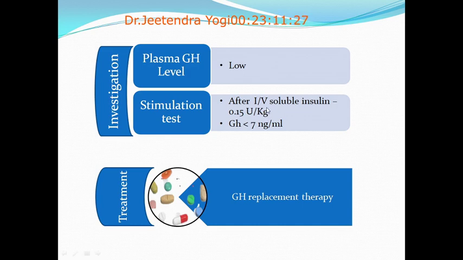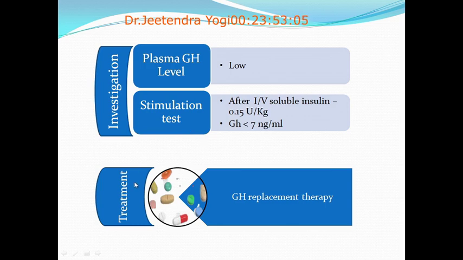In normal individuals, giving insulin creates hypoglycemia and causes excess secretion of growth hormone, and the growth hormone level rises to more than 20 nanogram per ml. But in hypopituitarism, even after giving insulin and creating hypoglycemia, the growth hormone level is less than 7 nanogram per ml. By this we can check hypopituitarism or hyposecretion of growth hormone. This test is called the stimulation test and is the gold standard test to detect hyposecretion of growth hormone.